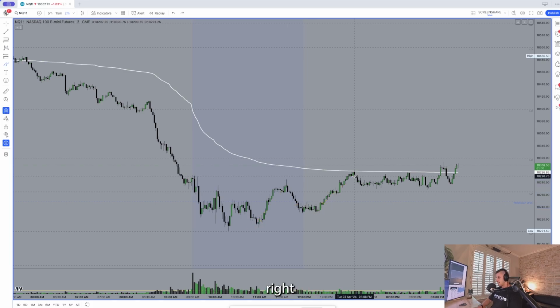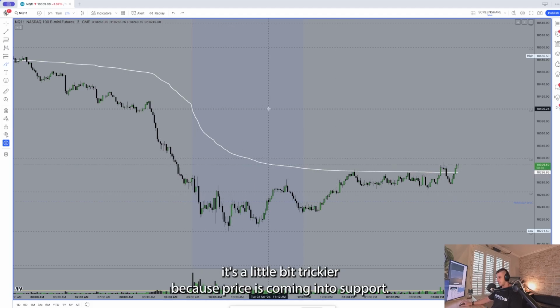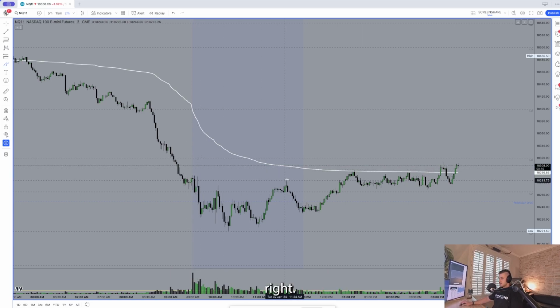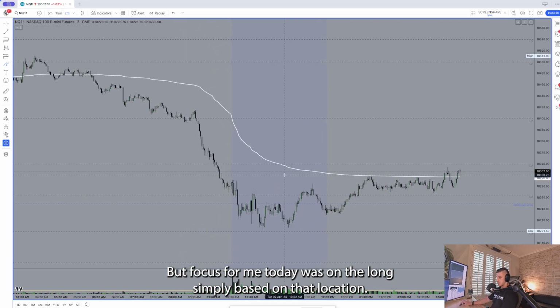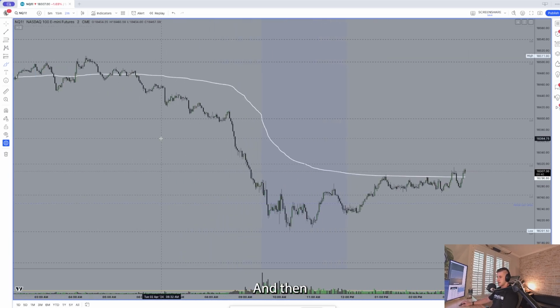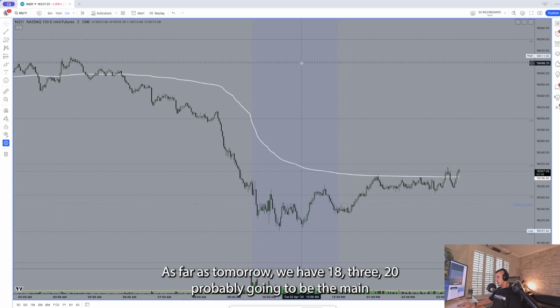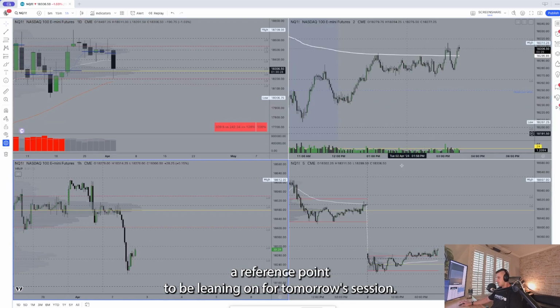Now, if you're thinking short, if you want to short today, it's a little bit trickier because price is coming into support, but you can use this opening structure like I talked about in ES, or something like this. Good signal bar there. But focus for me today was on long, simply based on that location, and then the big gap lower. As far as tomorrow, we have 18,320, probably going to be the main reference point to be leaning on for tomorrow's session.